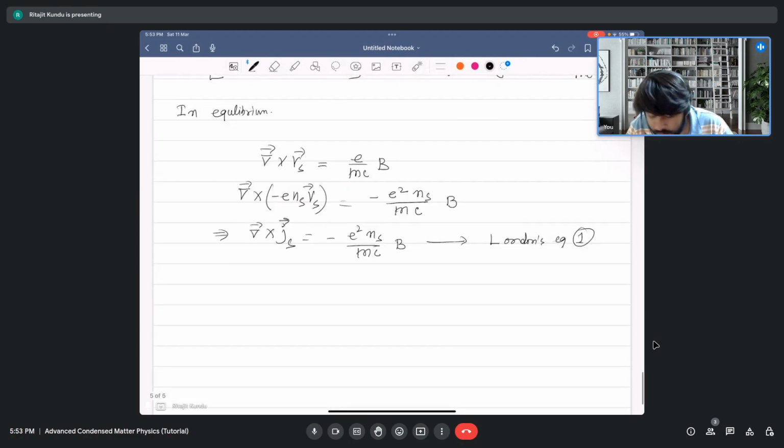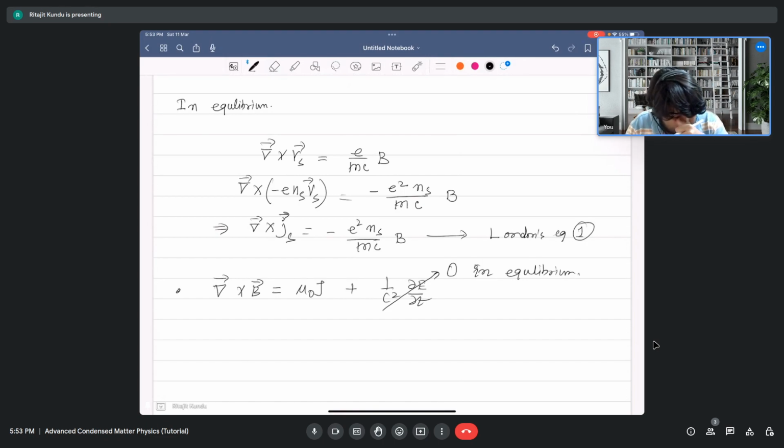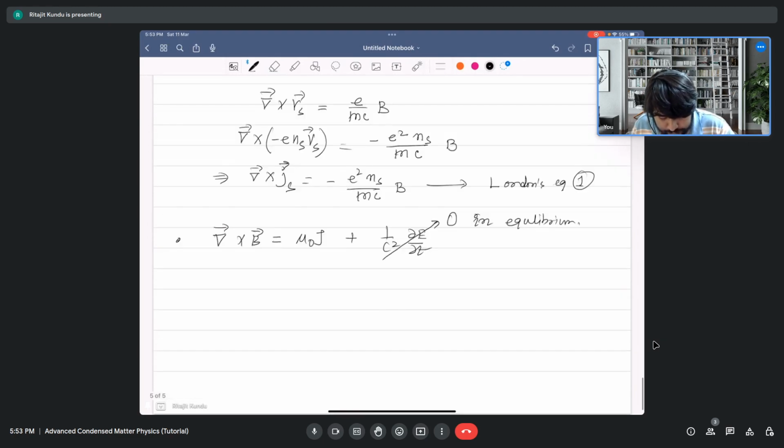Okay, and from this you can actually get the other expression. First of all we have to use the Maxwell's equation. Curl of B is given by mu 0 J. Okay, and there is an additional 1 by C square del E del T, but we assume that this is actually 0 in equilibrium. Okay, so it doesn't have an explicit time dependence, so that is 0.